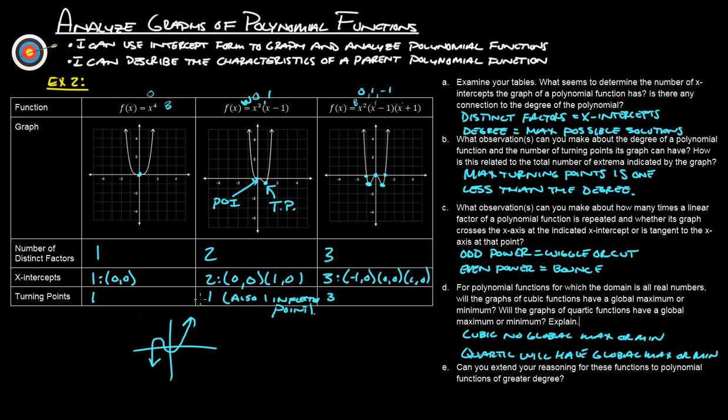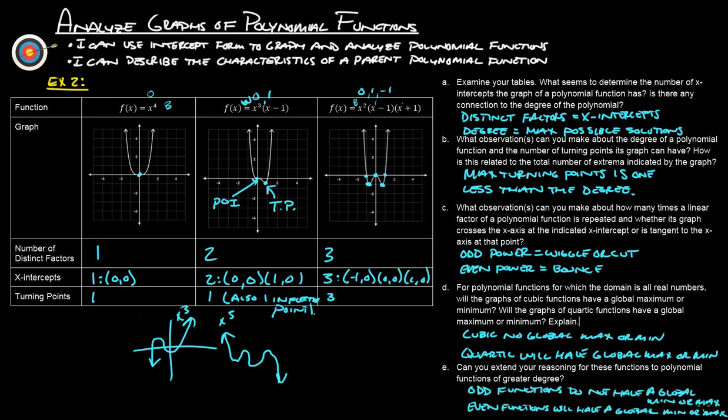Pretty much all the odd ones are going to always end up going opposite directions. So this is x cubed. If it was x to the 5th, we could go 1, 2, 3, 4, and they're going to end up going opposite directions. X to the 7th is going to have a couple more wiggles in there, but it's going to end up in opposite directions. Whereas all the even ones are going to end up either starting up and ending up, or starting down and ending down. Okay? Odd functions do not have a global minimum or maximum. Even functions will have a global minimum or maximum.